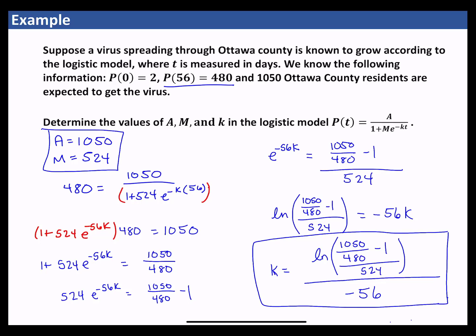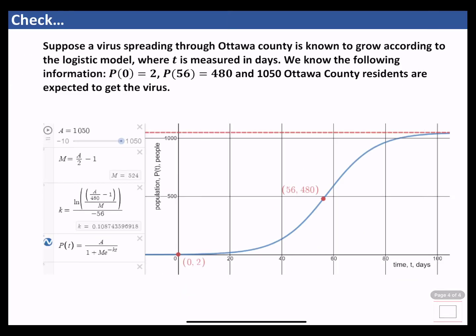So let's go ahead and check our answer here. I chose to use Desmos to check my answer. So I entered in my value for A, 1050. That was the carrying capacity. I know that M was equal to A divided by 2 minus 1. So that gives me 524 as expected. And then K equals approximately this value here, 0.10874359.